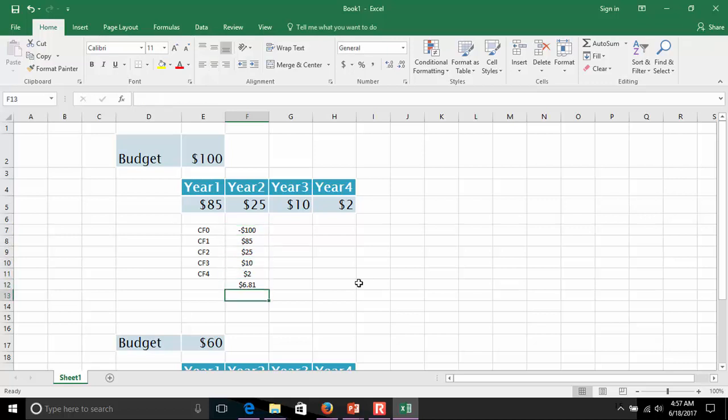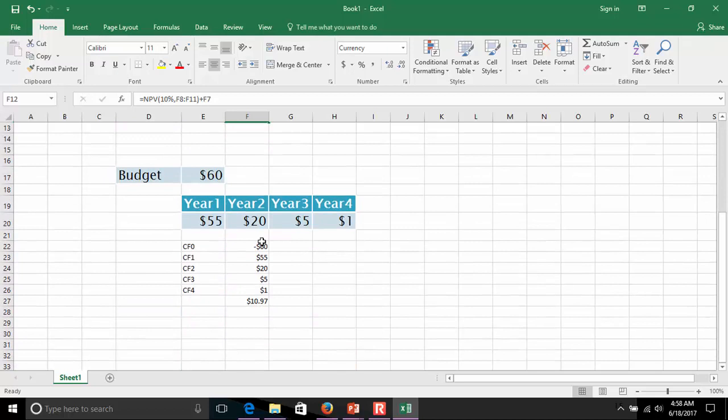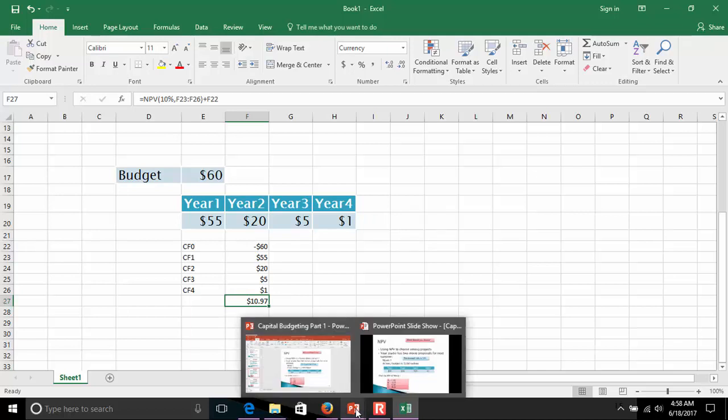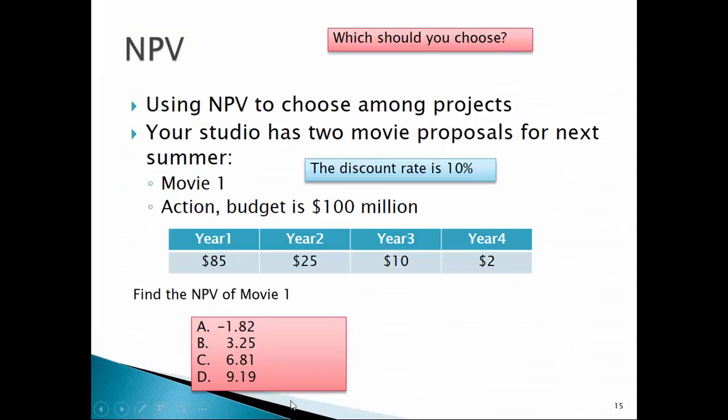And so the answer to the first one is 6.81. These are all in millions of dollars, so $6.81 million. If we do the same thing with movie number 2, in this case, cash flow 0 is minus 60. We're spending 60 million up front, and then we're receiving these cash flows in the future. So cash flow 1, 2, 3, and 4. And the rate of return in both of these cases is 10%, and that gives us a net present value of 10.97. Right, so I hope you would work that out on your own.